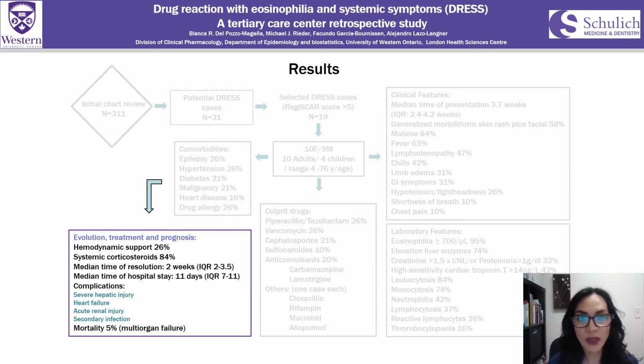Regarding treatment, systemic steroids were used in most patients, but the type and dosage of these treatments were different among them. Therefore, no conclusion could be made. Overall, the recovery time was 2 weeks, and there was only 1 death.